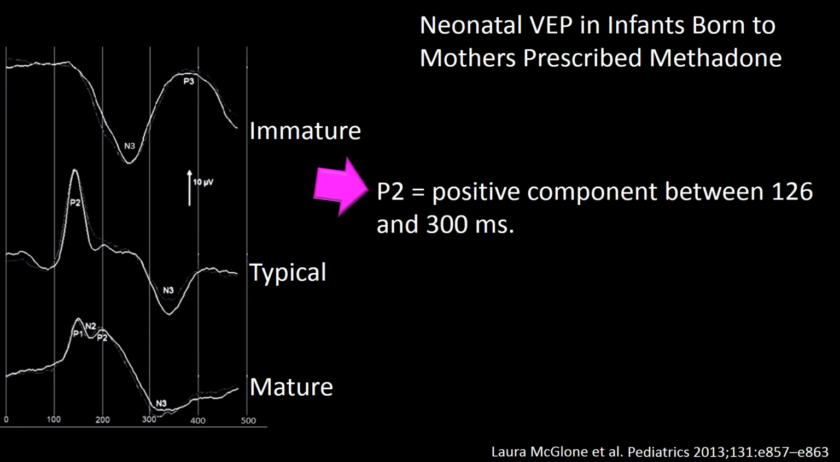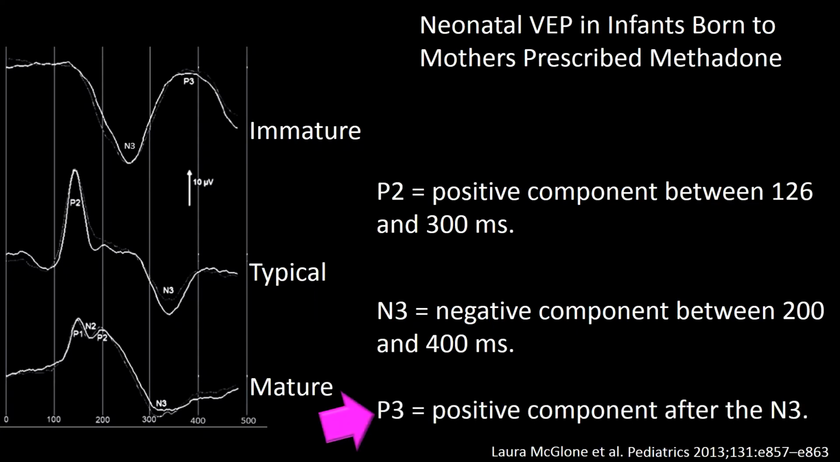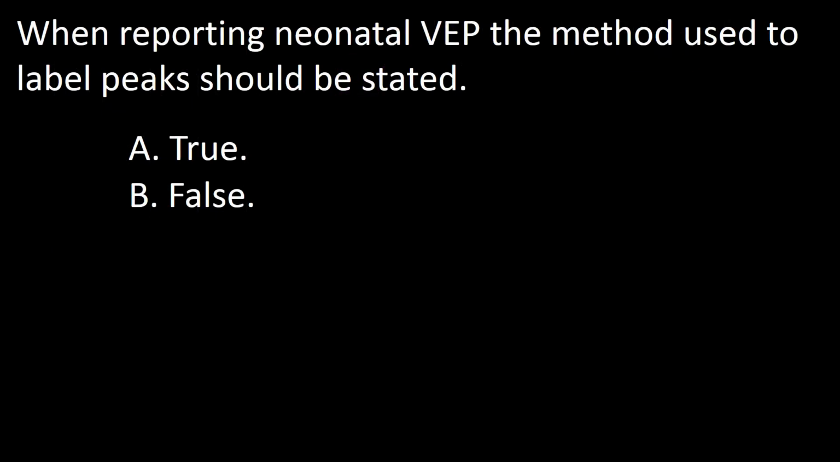This was so because the author and many other neurophysiologists in the field define P2 as the positive peak that occurs between 126 and 300 milliseconds. N3 is defined as the negative component between 200 and 400 milliseconds. P3 is defined as the positive component after N3, and P1 as any positive component before P2. So the answer to this question is true.